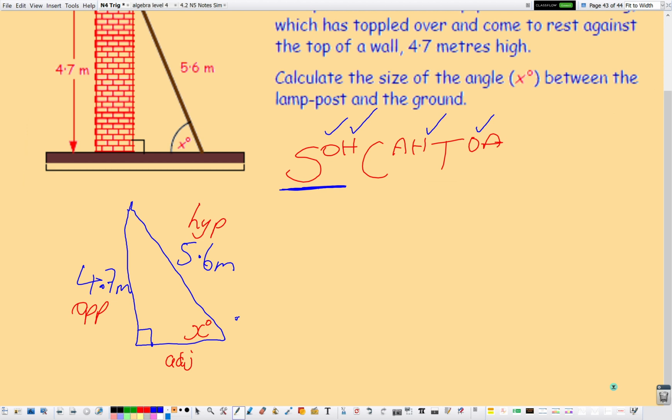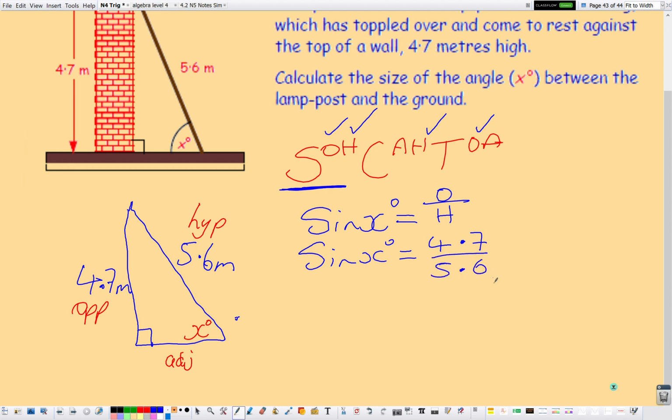So we'll write down the ratio the same as before. So it is the sine of the angle x degrees equals opposite over hypotenuse, O over H. Now fill in what O and H are. So the sine of x degrees equals opposite is 4.7, H is 5.6.